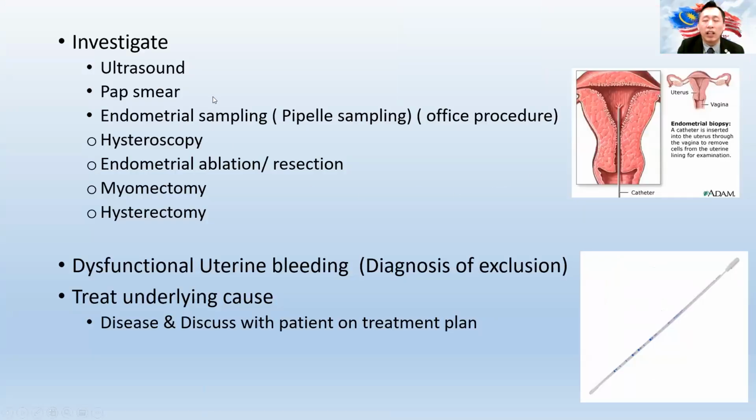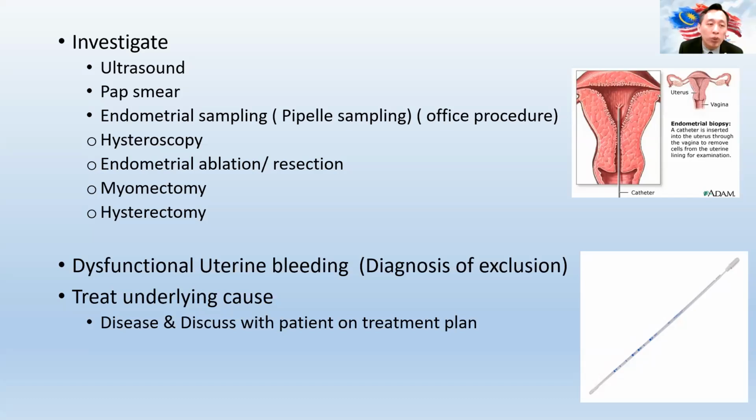So how do you investigate? Ultrasound. Ultrasound is very important if you want to manage gynecological disease in a GP setting. You can do a pap smear to rule out cervical cancer. Ultrasound can rule out fibroids, endometrial polyps, even ovarian cysts. If you're above 40 years old, I encourage you to do endometrial sampling or Pipelle sampling at your office. If the Pipelle sampling is normal, you can rule out endometrial cancer. Then for this patient, you can wait. You can refer this patient later and see how is the response.